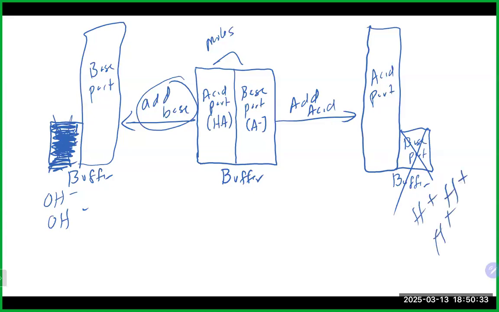So really, when you're making a buffer, there are two things you want to think about. You want to think about the molarity of your buffer so that you have the right number of moles of the acid part and base part of your buffer that can handle whatever the molarity of the acid and base coming in to your buffer. And if you don't calculate that right, your buffer will basically just get blown right through. Any questions on buffers, how they work?